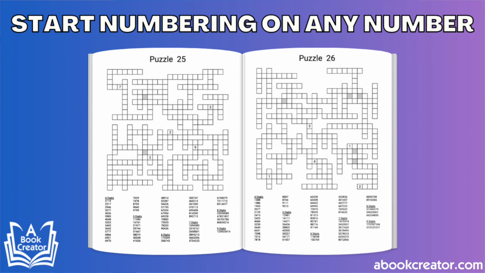We've added the ability to start numbering on any number. And this feature is perfect for those of you who want to create puzzle books with different types of puzzles and maintain the puzzle numbering throughout the book. It's also perfect for those of you who want to create, say, a word fill book with different levels of difficulty increasing throughout the book. So let's show you how to do that.